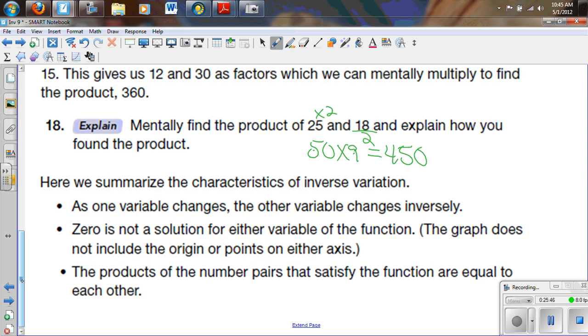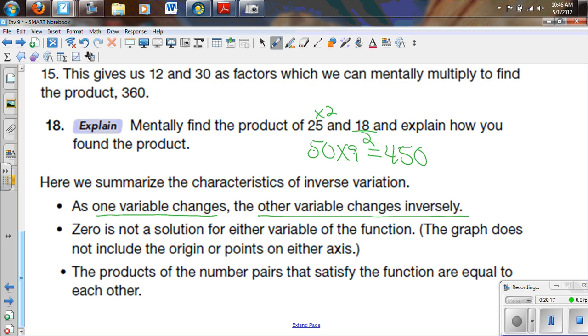So inverse variation, as one variable changes, the other changes inversely. So if one is going up, the other is going down, and by the same amounts. 0 is not a solution for either variable. In other words, it doesn't go through 0, 0. And so if you think about what we just talked about with the direct variation, it does go through 0, 0, and it's a straight line. When we do inverse variation, it doesn't go through 0, 0, and it's not a straight line.